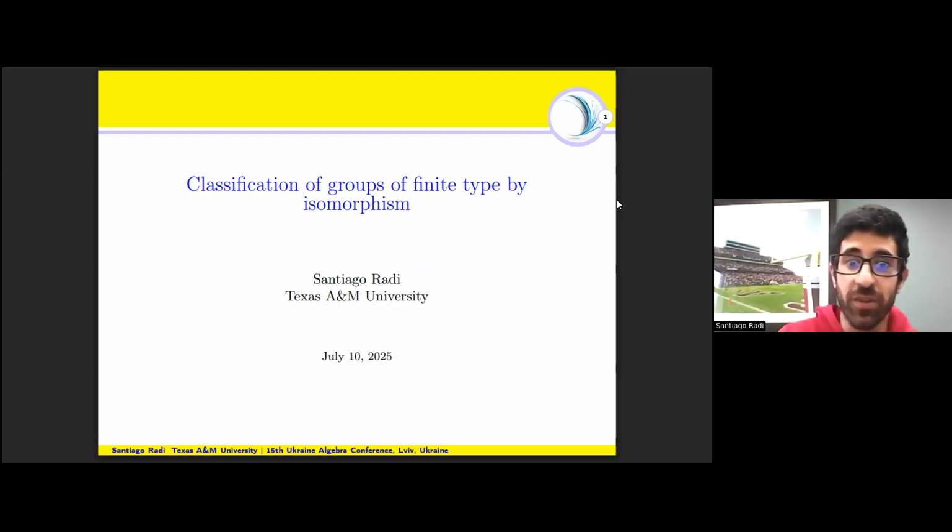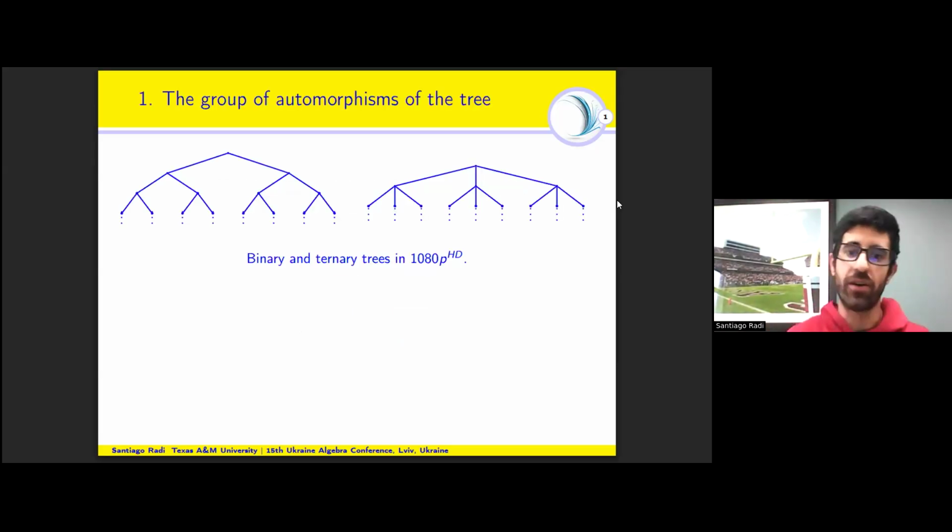So, thank you very much for the invitation to talk here. I'm going to talk about the classification of groups of finite type by isomorphism. This is going to be about groups acting on trees. So let's start talking about what binary trees and ternary trees, what trees are.